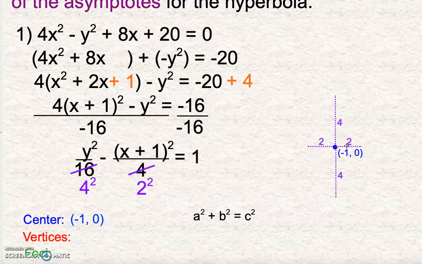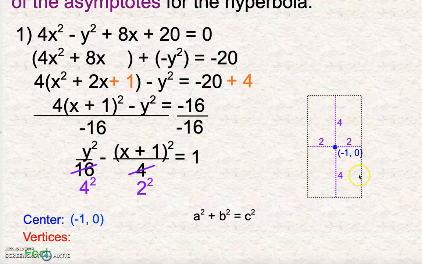Now, these values right here represent my length and my width of my fundamental rectangle. So you can see that the fundamental rectangle is going to have a total height there of 8 and a total width there of 4. So off here to the side, I can sketch in this fundamental rectangle.